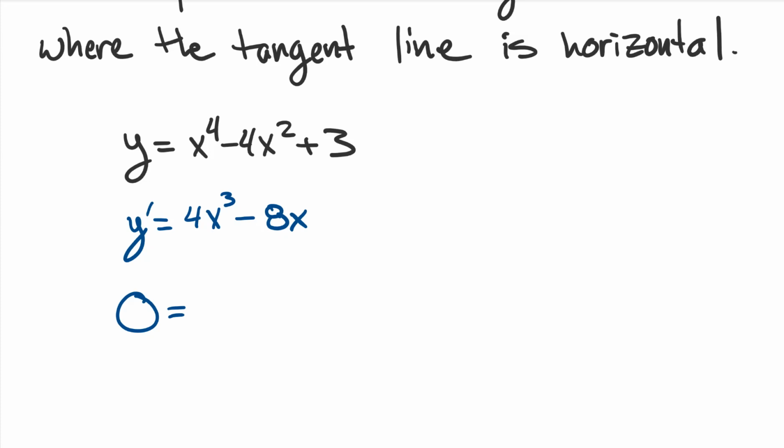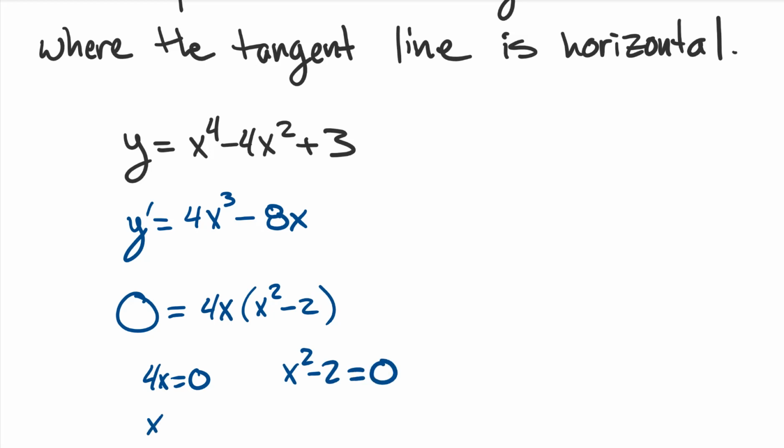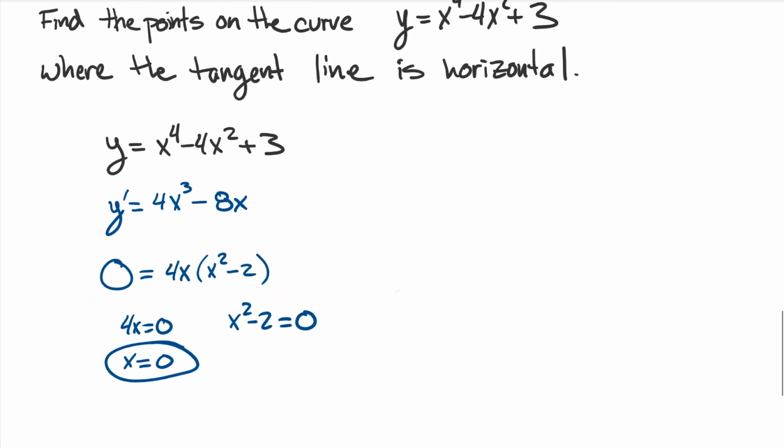So let's yank out a 4x from both terms, leaving us with what? An x squared minus 2. Neat. Let's use that zero product principle that tells us if 4x equals 0, the whole thing equals 0. And if x squared minus 2 equals 0, the whole thing equals 0. Therefore, at x equals 0, the slope of the tangent line equals 0. Who saw that coming, huh?